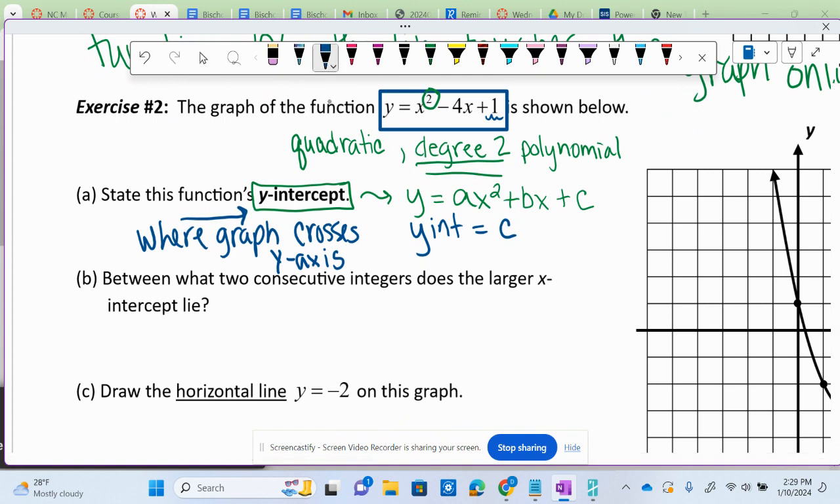So I want to look at this next question. It says, between what two consecutive integers does the larger x-intercept lie? So let's talk about what an x-intercept is. If the y-intercept is where I cross the y-axis, the x-intercept is where I cross the x-axis. And there's something special about the x-intercepts of a parabola. They have 3 different names. They sometimes are called the zeros of the function.